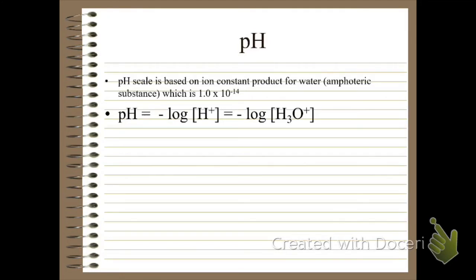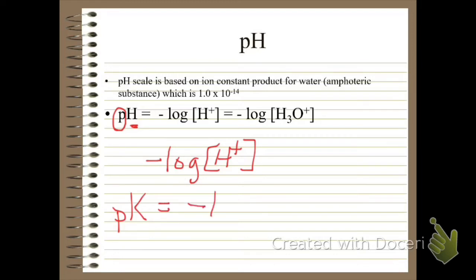I'd just like to point out that this P represents a math function. It is always the opposite of the log of whatever we have written there. So in this case, the hydrogen ion concentration. But if I had something like pK, that would mean the opposite of the log of K. And we're going to see that when we talk about pOH in a moment.